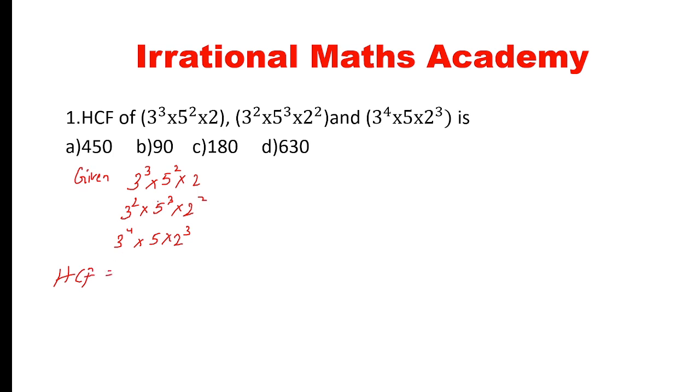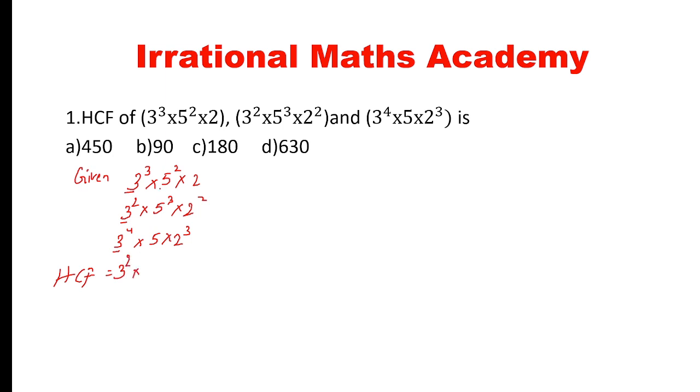So when it is a product of prime numbers, first we have to see whether the number is common in all the numbers. So first we'll go with 3. 3 is there in this number, 3 is there in this number, and 3 is there in this number. Means 3 is common in all the three numbers. Once we found it is common, next we have to pick the number which has least power. 3 power 3, 3 power 2, 3 power 4. So which is the least power? 3 power 2 is the least power.